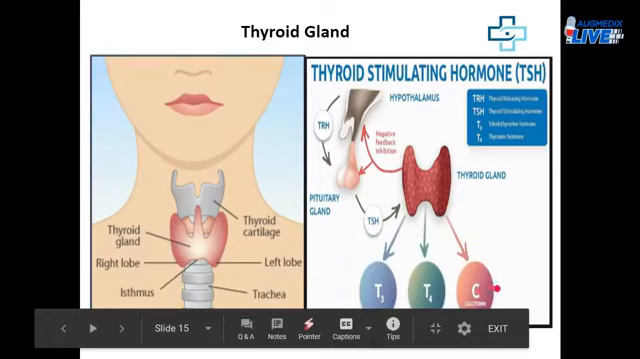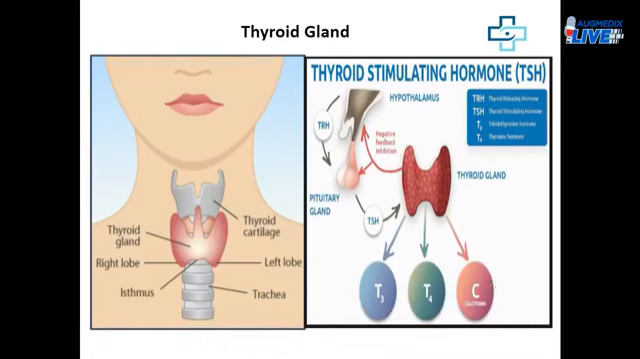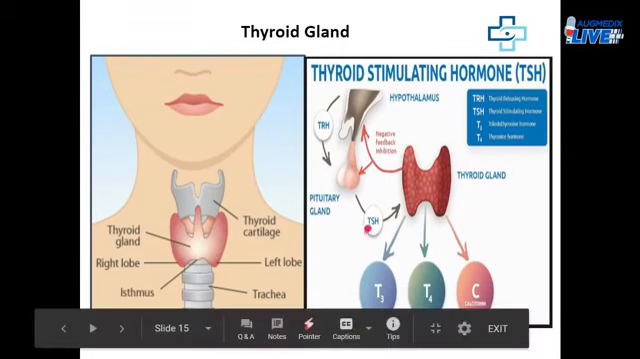Usually whenever a patient comes to us with any disease or condition of the thyroid, we advise the patient to do these blood tests. If a patient has a high level of thyroid hormone, we call it hyperthyroidism. Hyper means more. If a patient has a low level of thyroid hormone, we call it hypothyroidism.